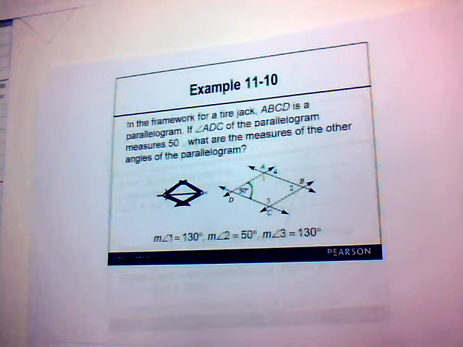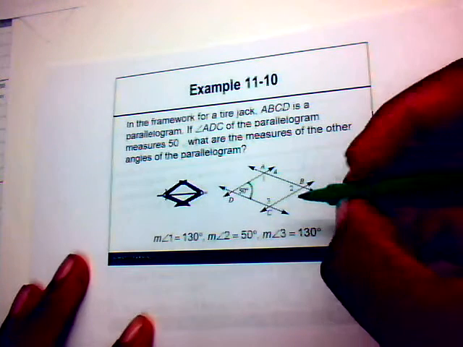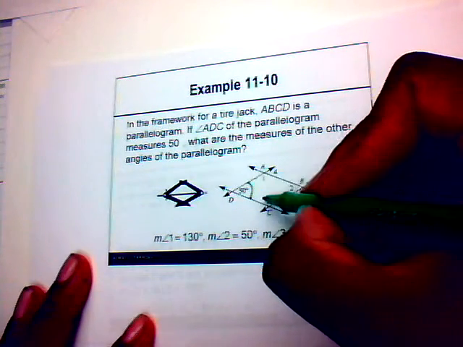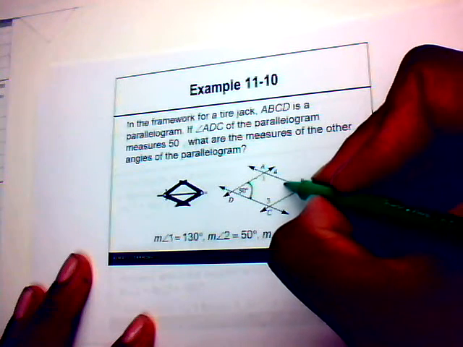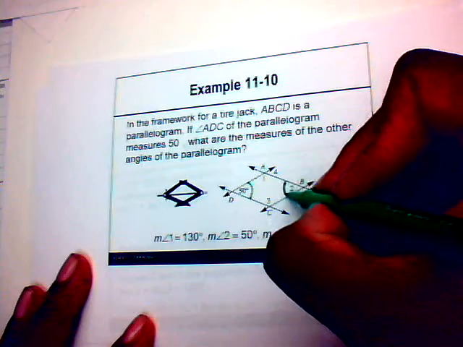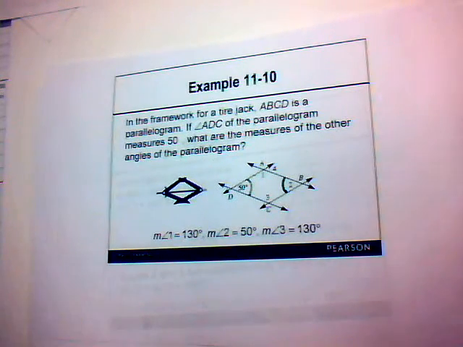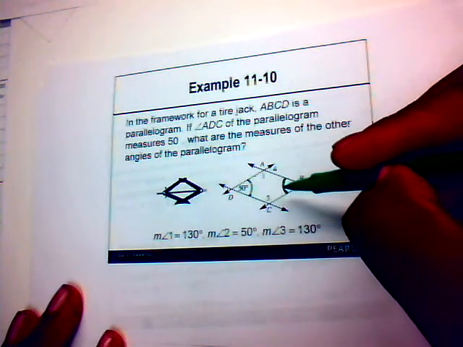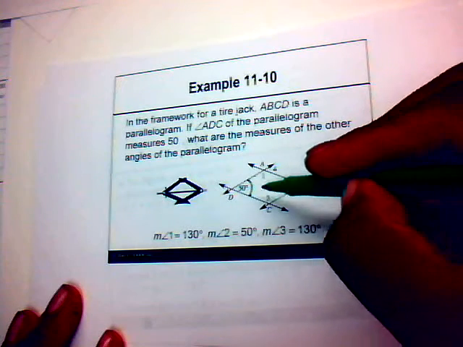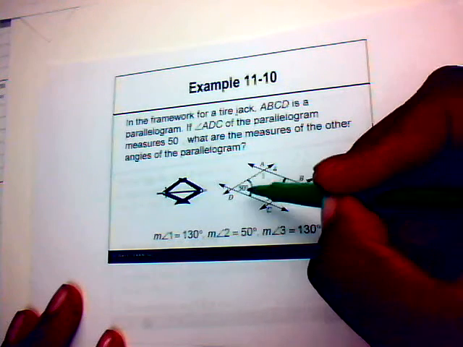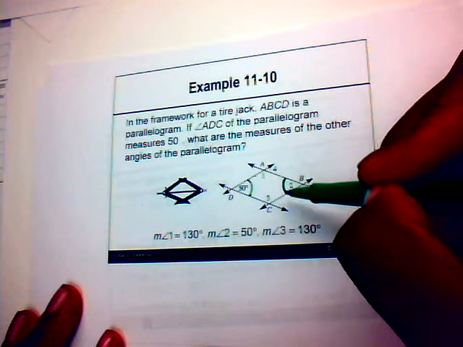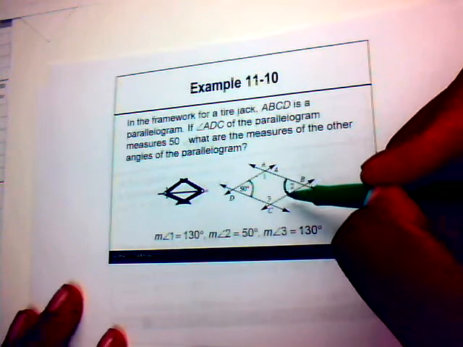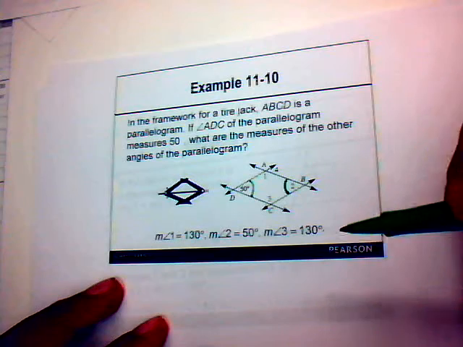All right, now let's think about this for a moment. If I want to find this angle right here, there is a property that says if you have a parallelogram, the opposite angles are equal to each other. So if this angle right here, ADC, is 50 degrees, then angle 2, the measure of angle 2, will have to be 50 degrees.